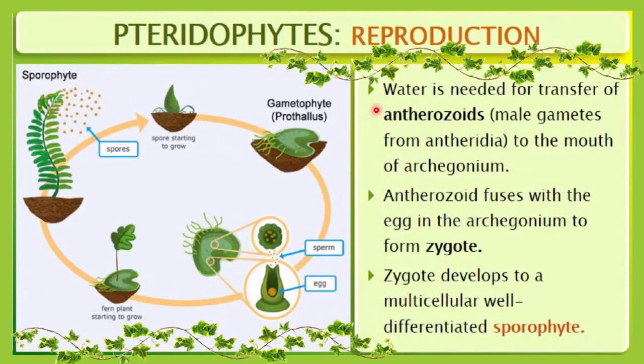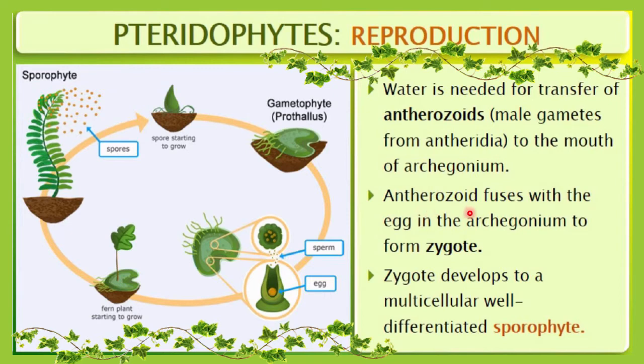As I told you, water is needed for the transfer of antherozoids. An antherozoid is nothing but a male gamete from the antheridia. Once it is released from the antheridia, it will require water. Here you can see the whole structure of a prothallus. From it the sperm cell will be released and the egg cell will be there, but for the sperm cell to reach the egg cell, at the mouth of the archegonium, it will require water.